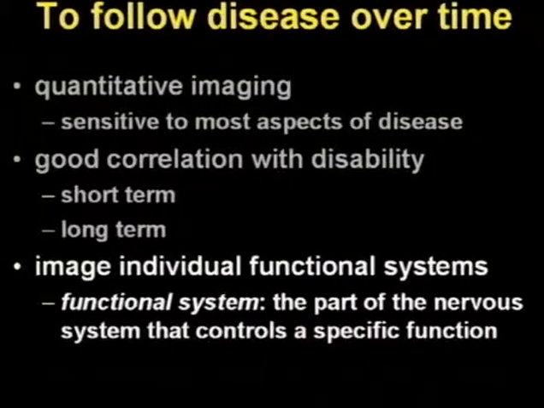And finally, to image individual functional systems, and by functional system, I mean the part of the nervous system that controls a specific function. So for example, the part that controls vision, the part that controls motor activity, sensation, walking, etc. These are complicated systems, but after 100 years or more of anatomical work, we have some idea where they are in the brain.